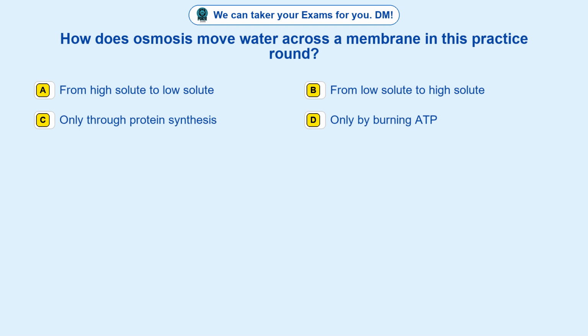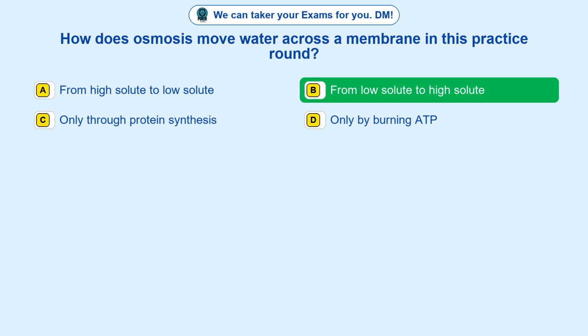Question 6. How does osmosis move water across a membrane in this practice round? Option A. From high solute to low solute. Option B. From low solute to high solute. Option C. Only through protein synthesis. Option D. Only by burning ATP. The correct answer is option B. From low solute to high solute.